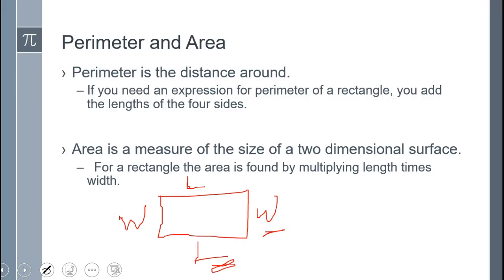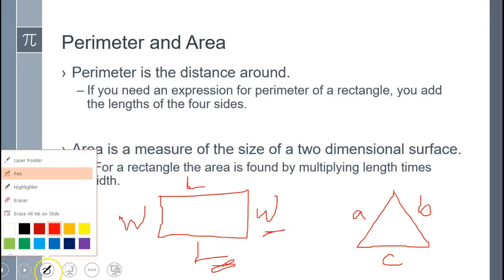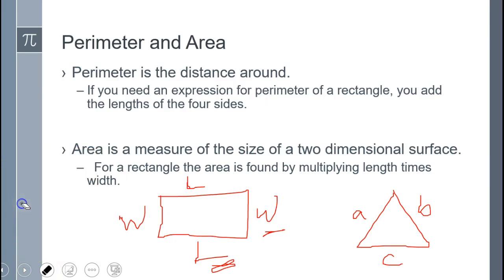For circles, the perimeter is called the circumference. For triangles, it would just be the length of the three sides added together. So it's just the length of the sides all added together. How much fence would you need? Area is more like asking how much carpet would you need.